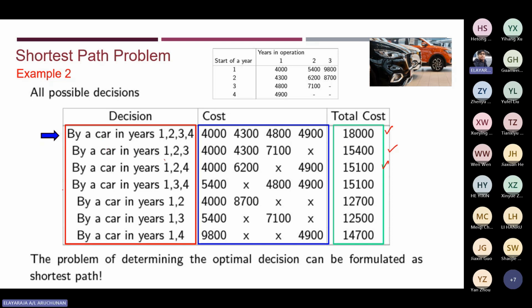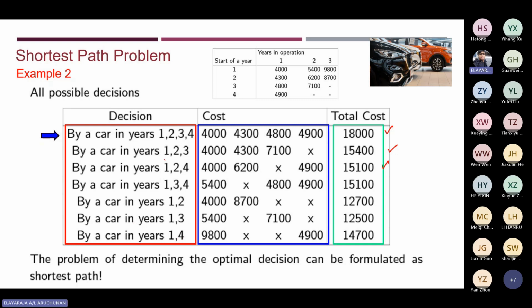The possible decisions: another way is 1, 3, 4. Another possible decision is 1, 2, which means you just keep the car from the first year for some time, and then the operation cost and everything is counted up to 8,700. Likewise, buying the car in years 1, 3 and years 1, 4.